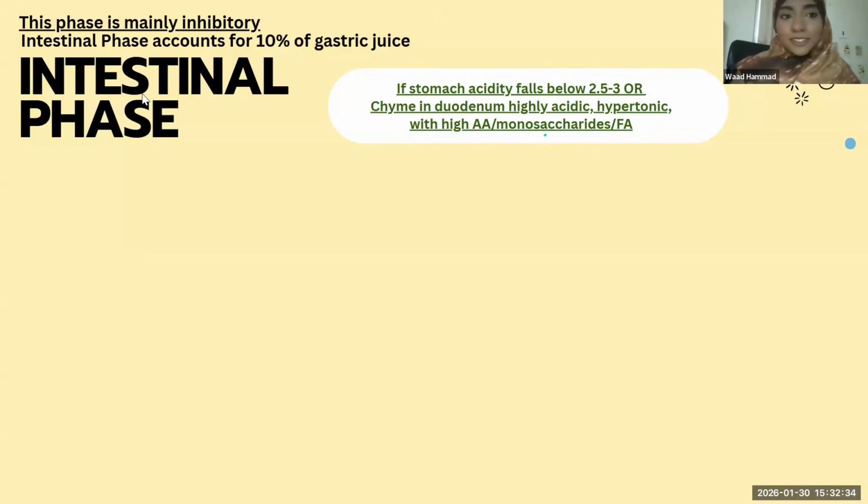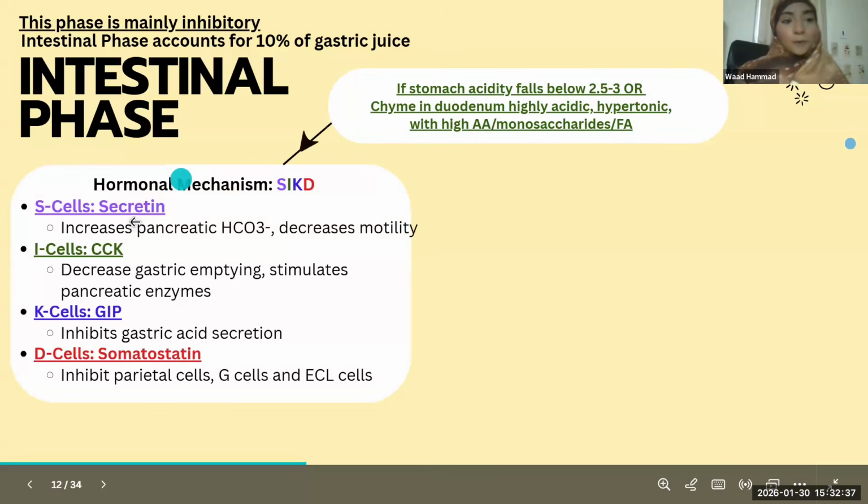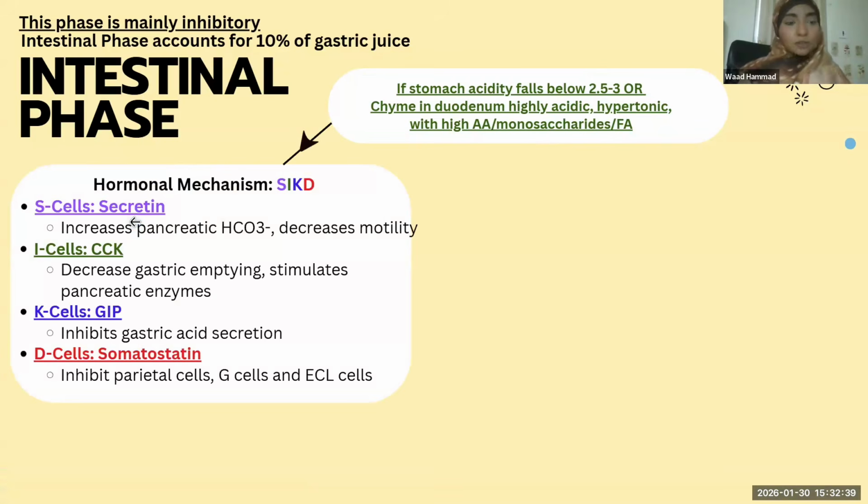And I know this part looks a little bit overwhelming, but this is the first action that we take for the intestinal phase. So I repeat that this phase is mainly inhibitory, so we're trying to get rid of any acid. So these are the steps that happen. First we have the hormonal mechanism, which you can remember as SICD. We have four cells that release hormones to try to either bring the pH back to its normal pH or to a basic pH to protect us, or to stop the secretion of acid.